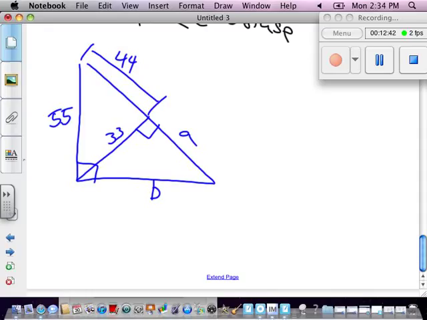Okay. We want to find out what A and B are.